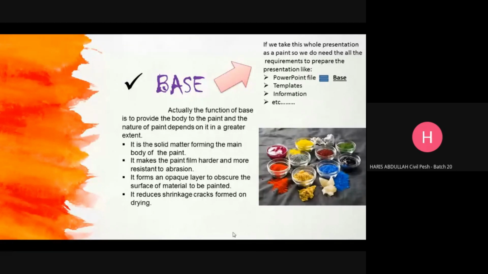As our previous colleague Abdullah has discussed, paints have a lot of objectives. So how are those objectives achieved? Those objectives are achieved through the composition of paints, through its various components. So the function of base is to provide the body to the paint.